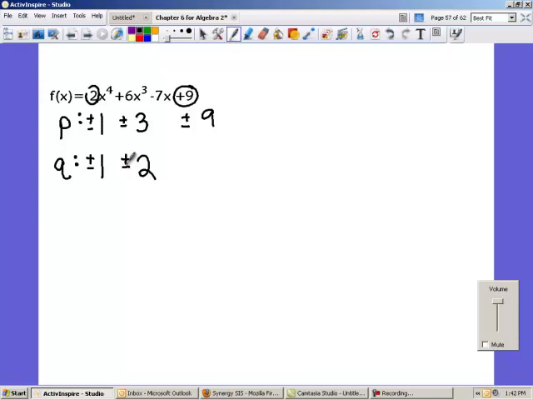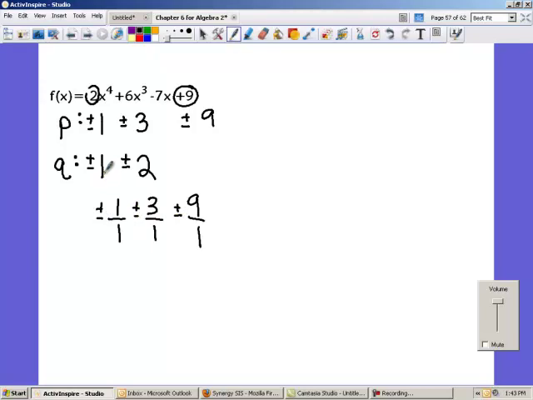Okay, now we're going to do our P over Q. We're going to take the first P, which is 1, and put it over 1. The second P, put it over 1. The third one, and put it over 1. Okay, we just covered all of the P's over the first Q.